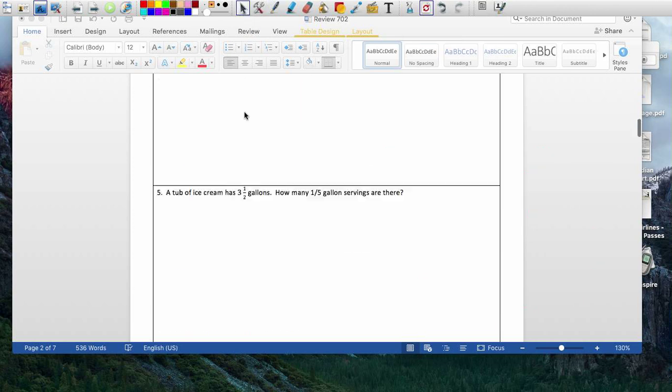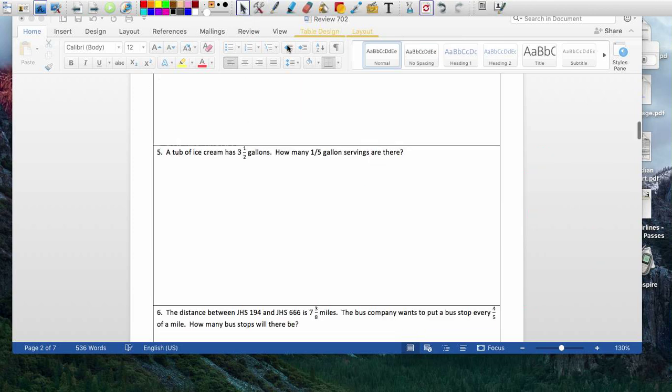A tub of ice cream. Who buys tubs anymore? Does anybody buy tubs of ice cream? So we've got 3.5 gallons, and we know. So 3.5 gallons. How many 1/5 gallon servings are in here? So we're going to divide.